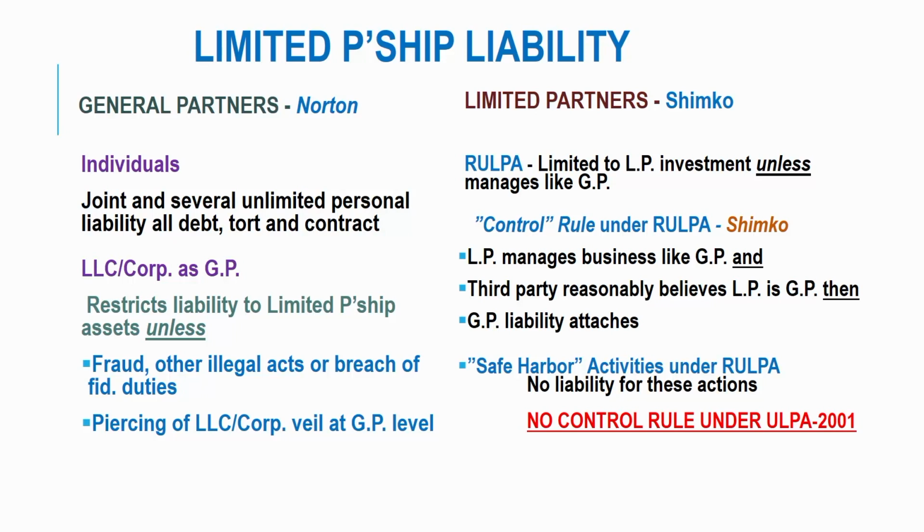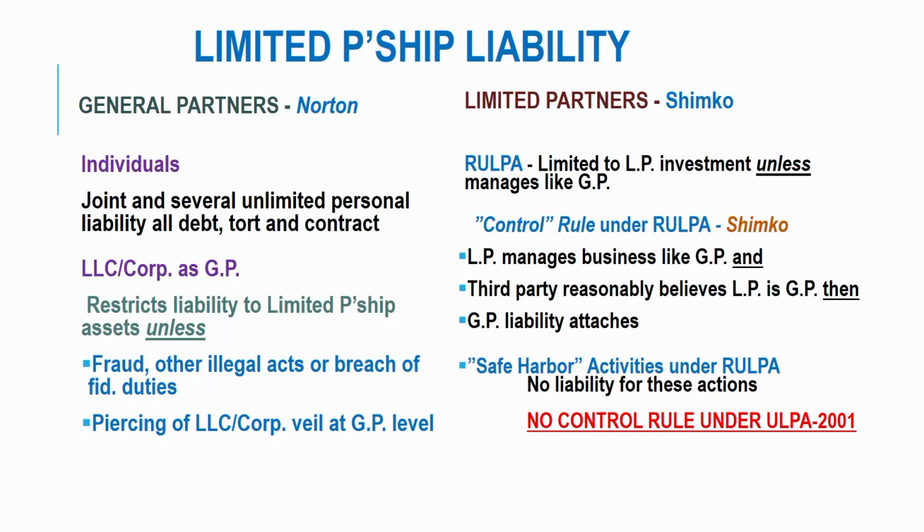Hey, these people are really controlling the business, therefore they should be liable. So if the limited partner manages the business like a general partner, and if you're a third party and you reasonably believe that the limited partner is a general partner, then liability attaches. But remember, the court said, hey, you're lawyers, you're representing them. If you go back to the organic documents that created it, you would see he's listed as a limited partner. So you didn't have a reasonable belief.